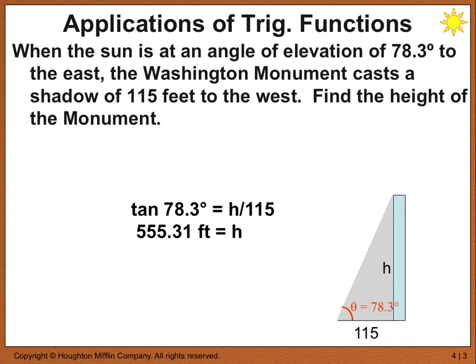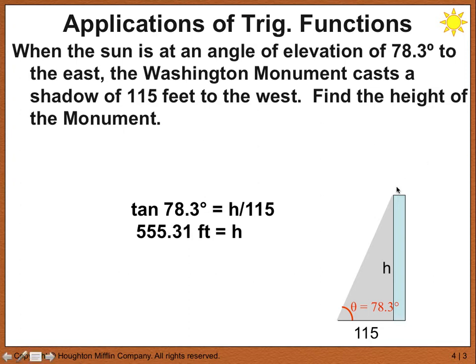And you should have come up with tan 78.3 degrees equals H over 115, because H is the opposite, and as we know, tangent is opposite over adjacent. And the shadow is adjacent, so H over 115 is tan 78.3 degrees, and you can evaluate tan 78.3 degrees on your calculator, multiply it by 115 to get H, and you have 555.31 feet as the height of the Washington Monument.